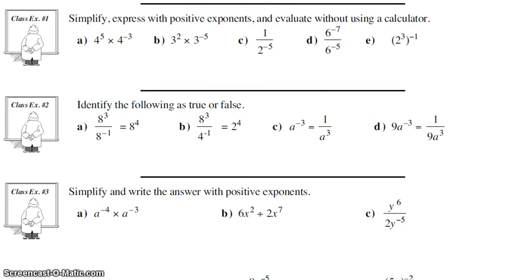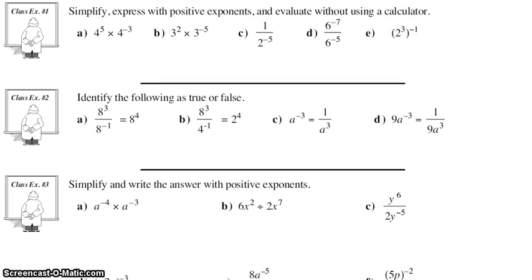Okay, so we have the following example here. So let's try a few. They say express in positive exponent, so they don't want negative exponent, and then evaluate without using a calculator. When you multiply powers, you add them. So you don't need to flip this now, you can just add them. 5 plus negative 3, that's positive 2. So 4 squared gives me 16.